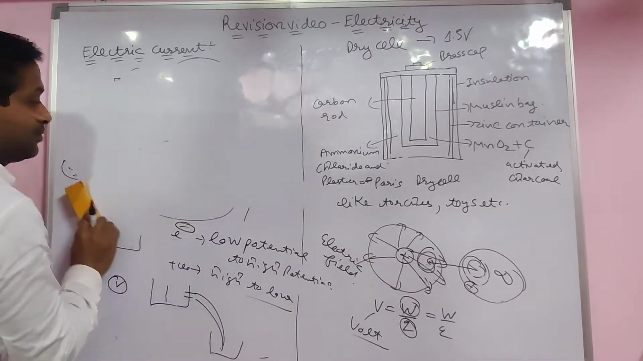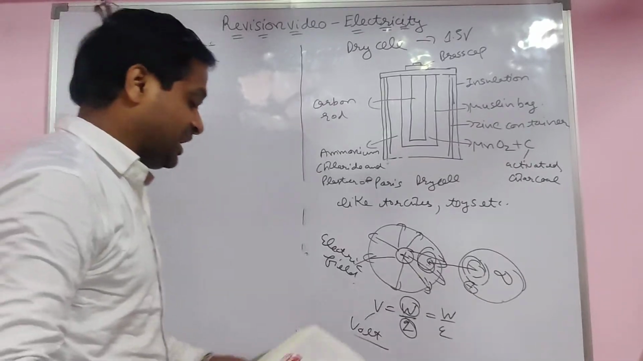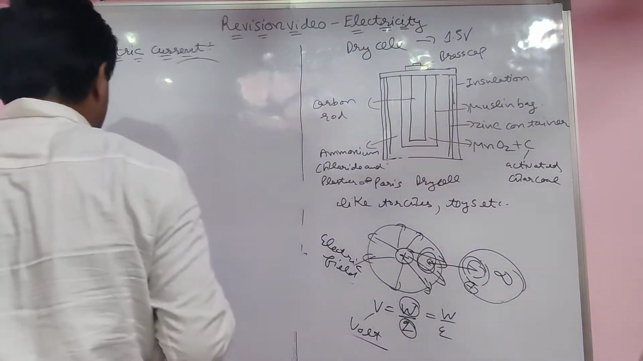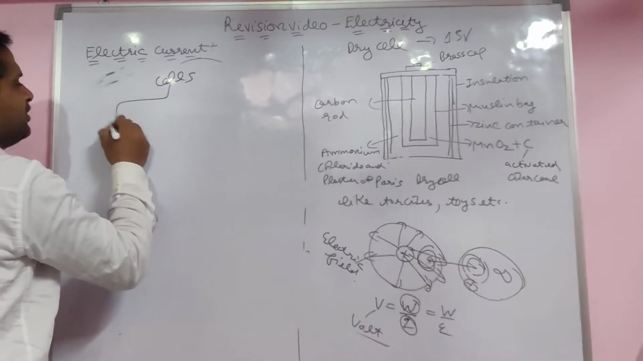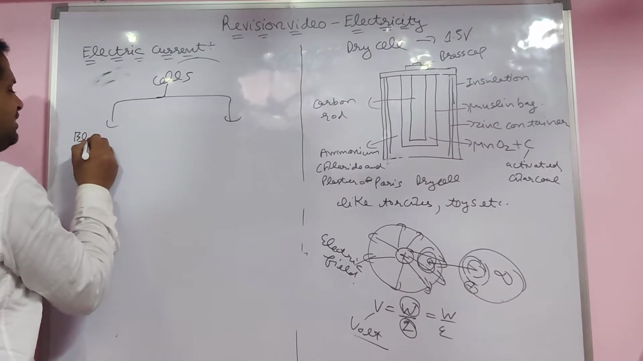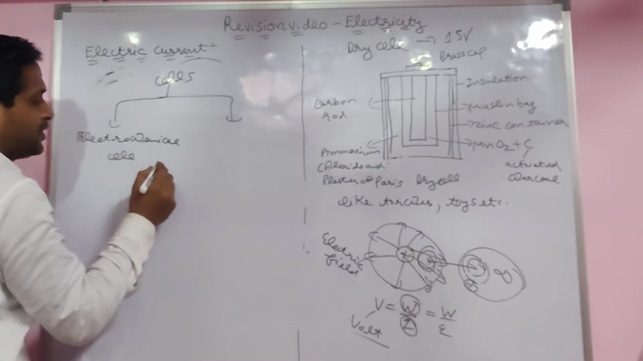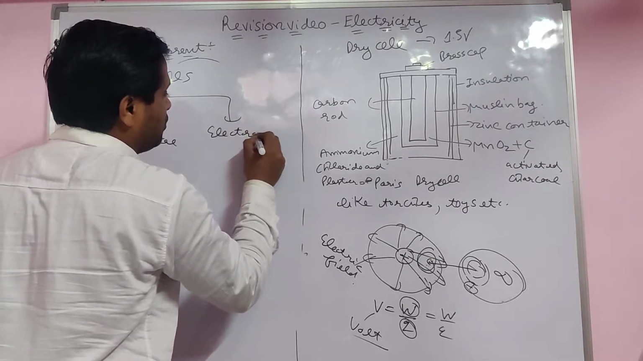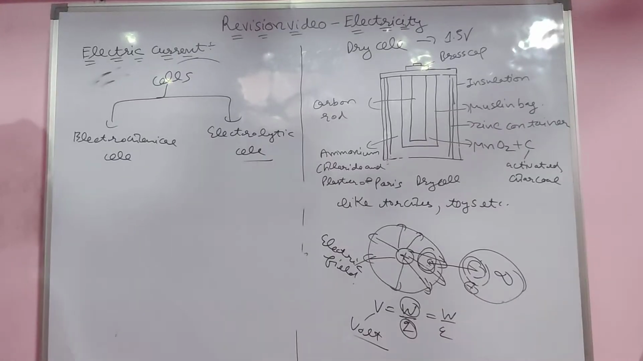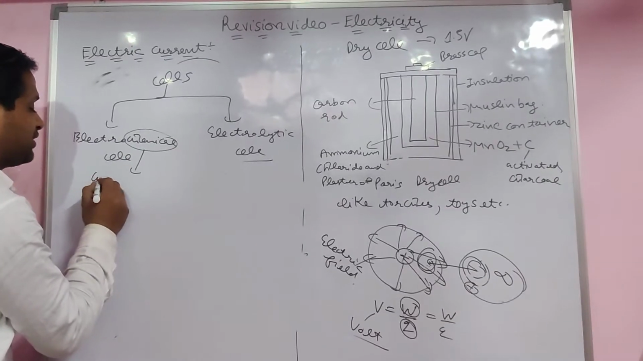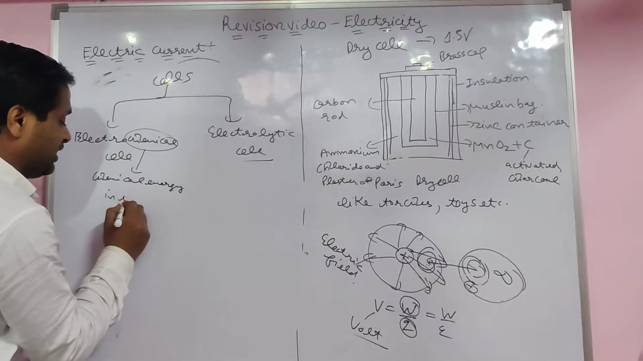Electric cell. Actually, cells are two types. First is an electrochemical cell, and one is an electrolytic cell. This is not given in your book, student. Electrochemical means conversion of chemical energy into electric energy, student.